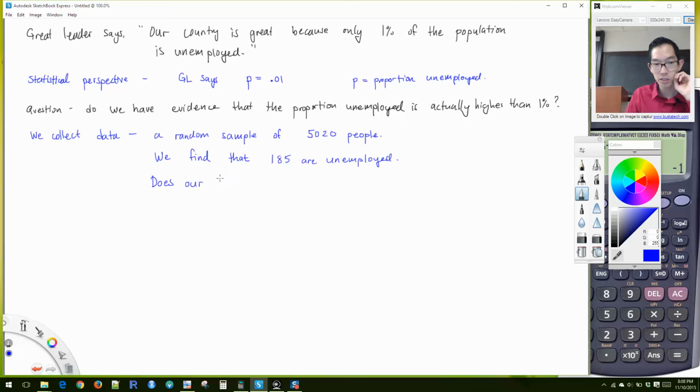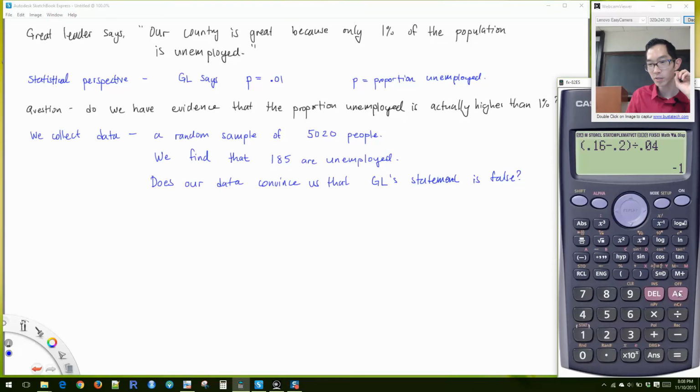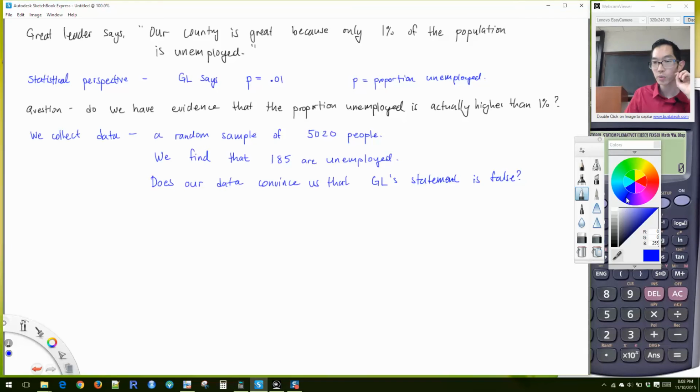Does our data convince us great leader's statement is false? Does it? No. Yes? No? Okay, well, let's see. Okay? So we're going to create a pair of hypotheses. Our null hypothesis is going to be what?